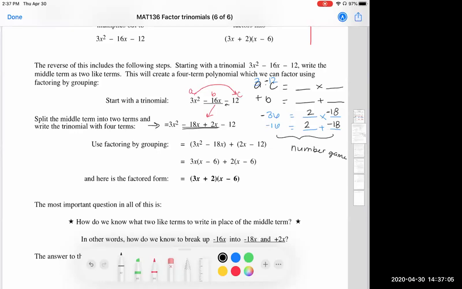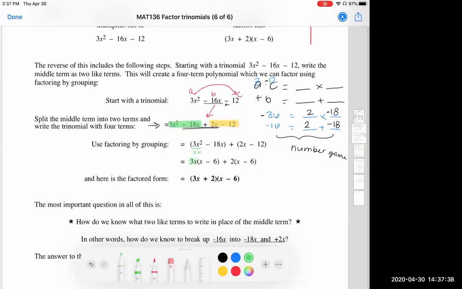Now you want to group your first 2 terms and your last 2 terms. You want to group them and think, what's the GCF? What's the greatest common factor I can factor out? So for my first two, it's a 3x. I can factor out a 3x. For my last two, I can factor out a 2. So if I go ahead and factor that 3x out of my first terms, I divide each one by 3x. Think of it that way.